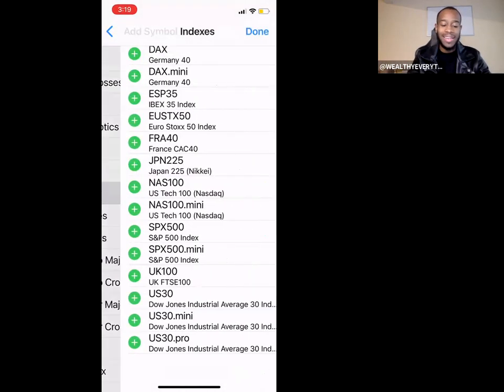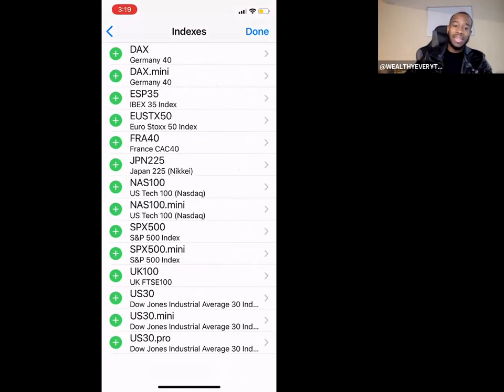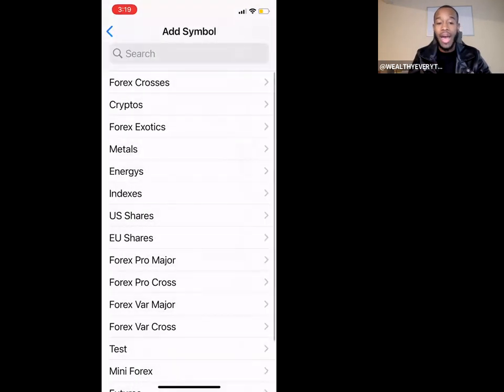You can trade the indexes, right? These are different indexes across the world. Germany's index, Japan's index, France's, the United States, they have multiple: the S&P, the NASDAQ, that's US Tech 100, the top 100 tech companies, and US 30, the Dow Jones. All of these different options that you have, depending on what your membership is based on, depending on the educator that you follow, those are going to be the type of things that you want to add to your page.